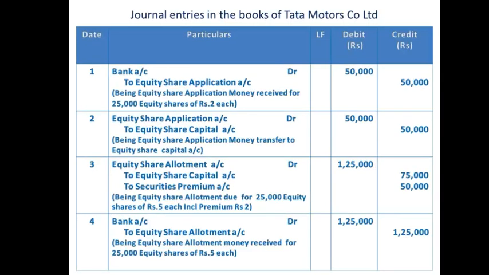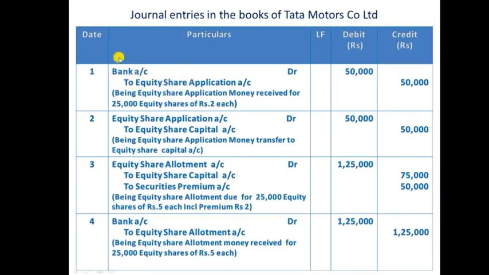Now we will see how to record the transactions in the journal. First we should write the heading: journal entries in the books of Tata Motors Company Limited, and we should make the format of date, particulars, LF, debit and credit. Now we need to record the transaction. As we know, a company will receive the entire capital as well as premium in 3 installments. The company receives the first installment through the bank. Usually a company will not accept direct cash from the shareholder, so the company will receive the entire installments through the company's bank account.